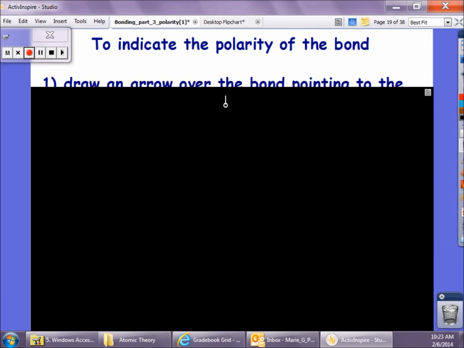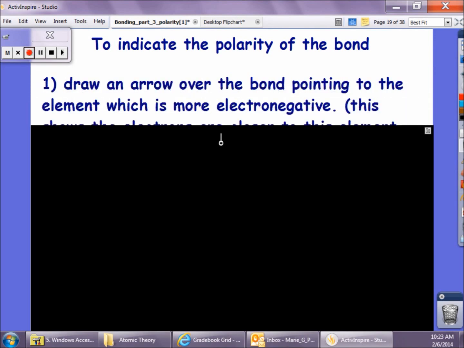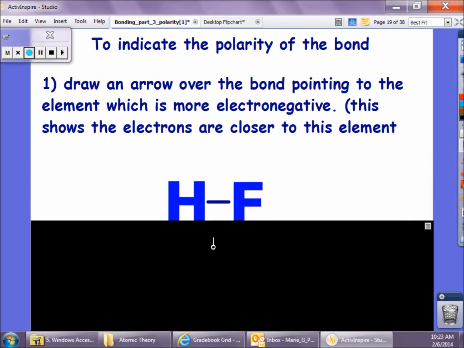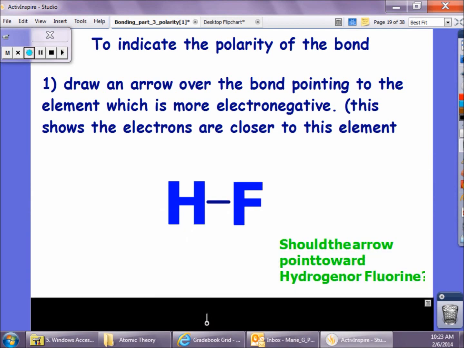All right, let's put the curtain down. To indicate the polarity of the bond, the first thing you do is draw an arrow over the bond pointing to the element which is more electronegative. This shows the electrons are closer to this element. Now I need for you to look at this molecule.